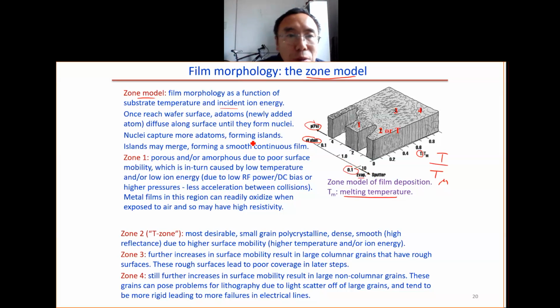For the film deposition, once atoms reach the wafer surface, the newly added atoms will migrate along the surface until they form nuclei. Then the nuclei will capture more atoms to form islands, and then the islands will merge to form the smooth film. This is roughly how the film is formed.